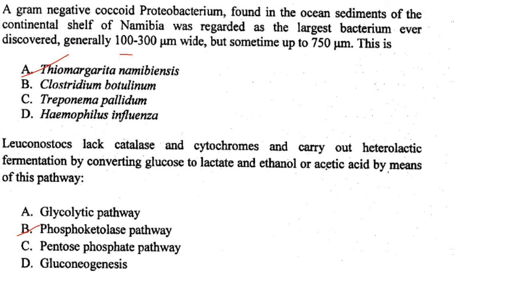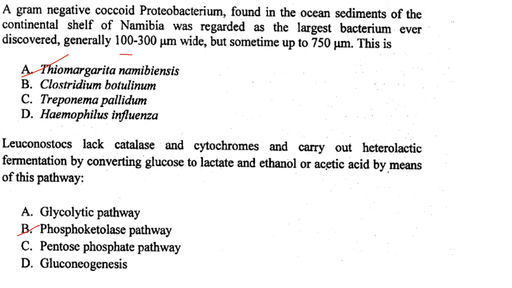A gram-negative coccoid proteobacterium found in the ocean sediments of the continental shelf of Namibia was regarded as the largest bacterium ever discovered, generally 100 to 300 micrometers wide, but sometimes up to 750 micrometers. So the bacterium is Thiomargarita namibiensis. Answer is option A.